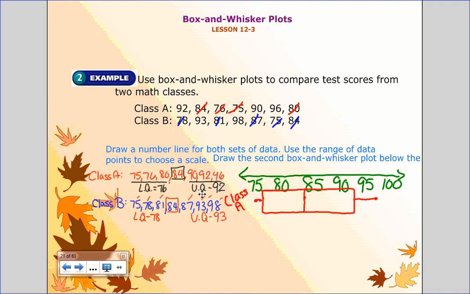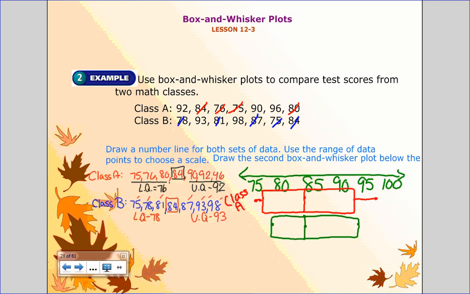All right, so I have class A done. Now I need to do class B. All right, my median is again 84. My lower quartile is at 78, which is about right there. My upper quartile is at 93, which will be right about there. I'm going to connect again my box with the median.